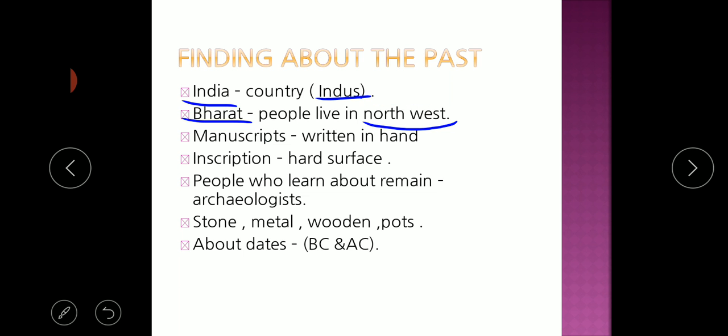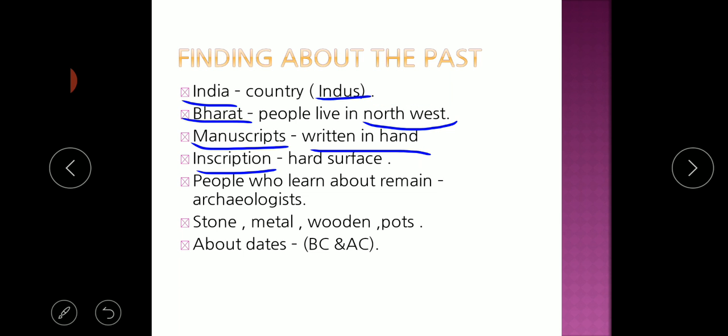And manuscripts. What are manuscripts? Manuscripts are the records maintained by the poets, writing the holy things, the pride of the king, the victories of the king, the rules of that special place, and some important things. They were written, so it is handwritten. Manu means hand. So all the manuscripts were written by hand.